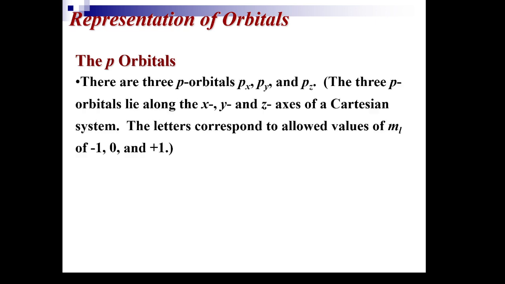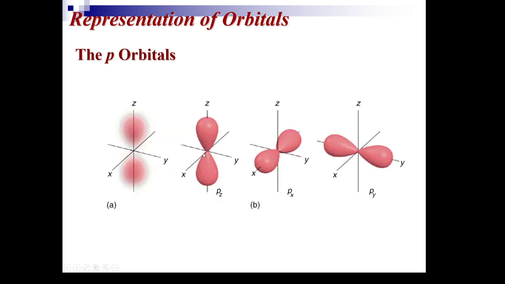Our p orbital. In our p subshells, there are 3 p orbitals. Each orbital can hold 2 electrons, so the p subshell will hold 6 electrons total. When we look at the probability density, they form these dumbbell shapes. This is one p orbital where 2 electrons could sit. Here's another one where 2 electrons can sit. Here's another one where 2 electrons. So 2, 4, 6 electrons total.